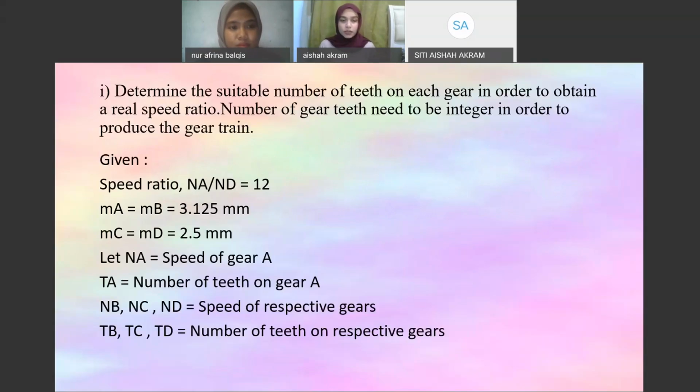The first thing we need to do is determine the suitable number of teeth on each gear in order to obtain a real speed ratio. As we all know, the speed ratio given is 12 from gear A to gear D. And the module for A and B is 3.125 millimeter, and for C and D is 2.5 millimeter. These are the list of assumptions that I made to ease my calculation later. Next.